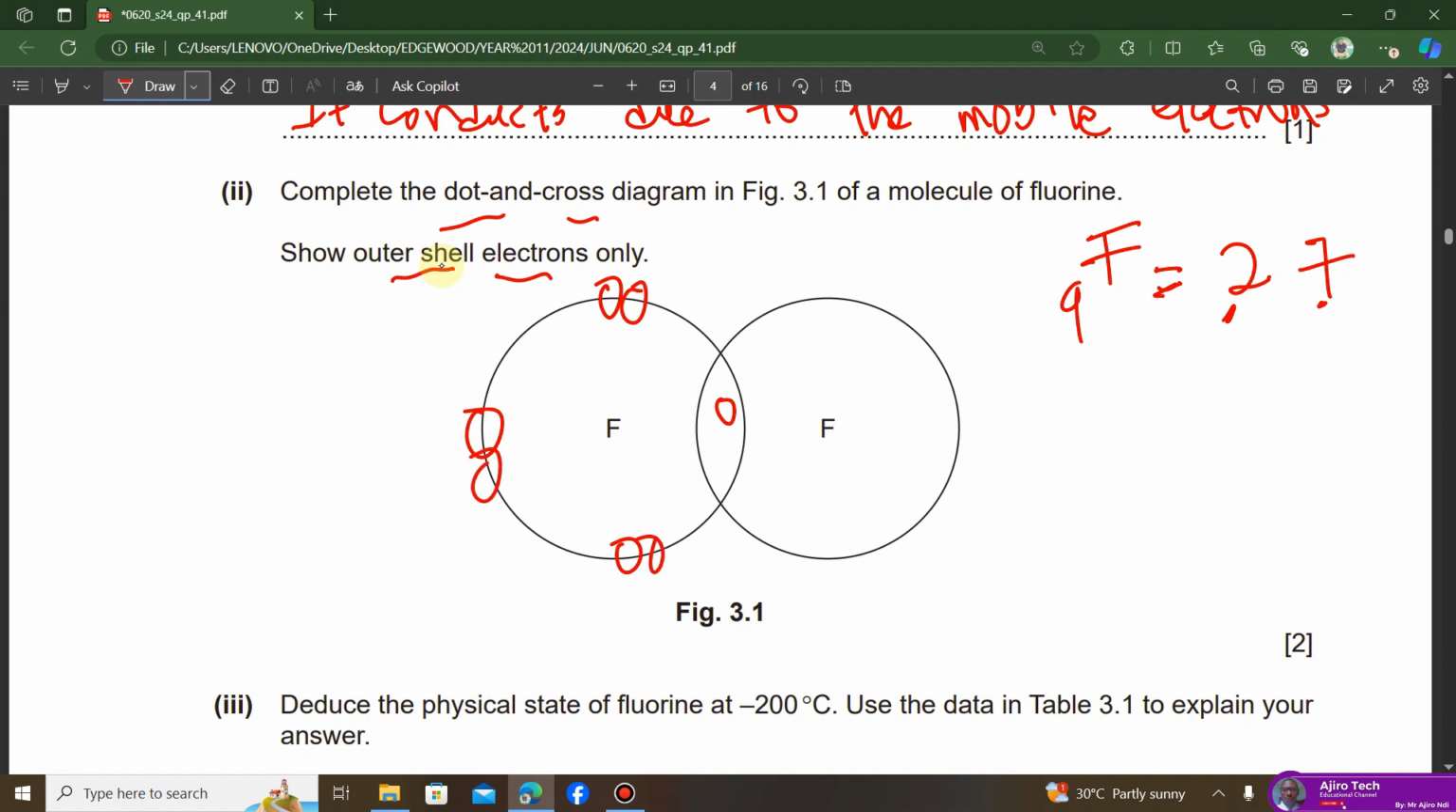All right, and then for the second fluorine atom, we're going to use the cross. So 1, 2, 3, 4, 5, 6, 7. So this is a covalent bond existing between the 2 atoms of fluorine, and that should get you the full mark for that question.